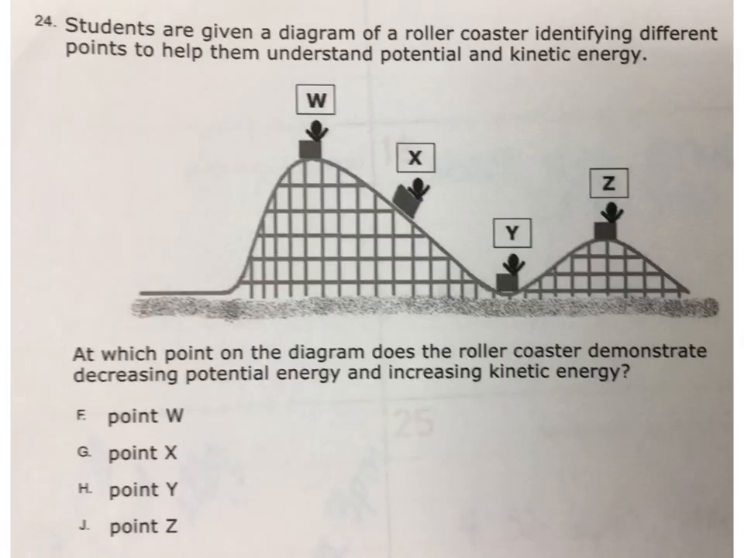Number 24, students are given a diagram of a roller coaster identifying different points to help them understand potential and kinetic energy. Go ahead and take a look at the picture. At which point on the diagram does a roller coaster demonstrate decreasing potential energy and increasing kinetic energy?